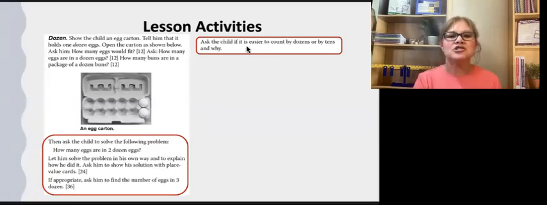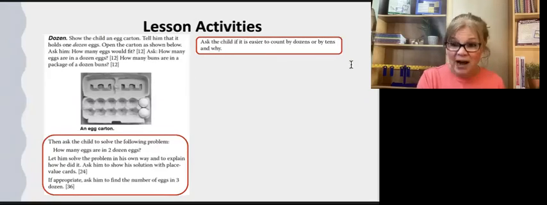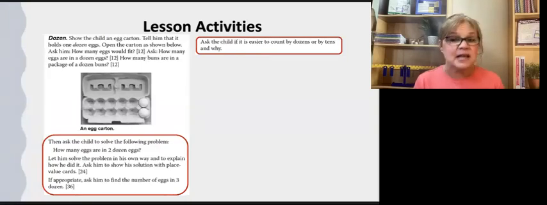Now, the last question of the section is a thick question. The question is, ask the child if it's easier to count by dozens or by tens and why. If my child is unable to count by tens, don't ask this question. If my child can't count by tens, they're not going to say one's easier than the other, right?